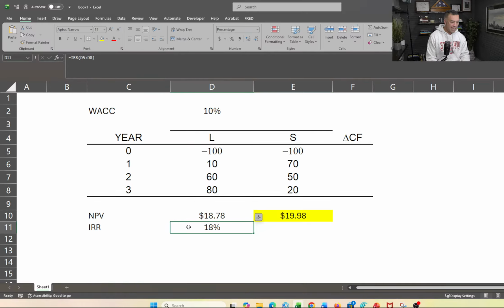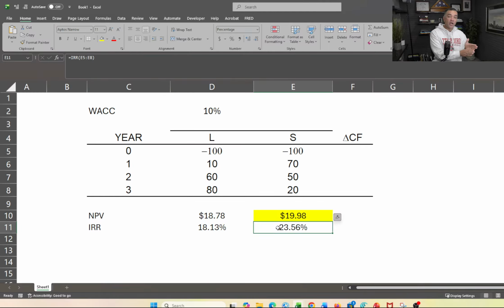So project L has 18%, so I'm just going to drag that over. And project S has 24%. What does that mean? I'm going to make the decimals a little further out. It means this is the internal rate of return at which, if our cost was at 23.564% for that project, our net present value would be zero. That's the definition.